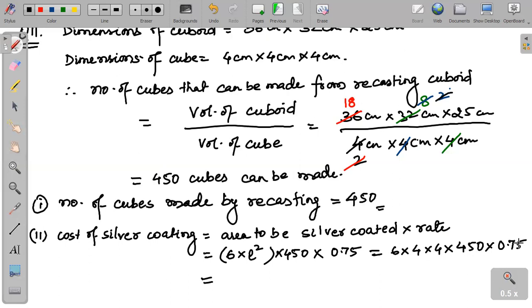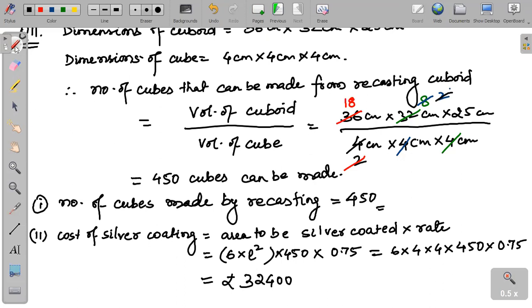Here 4 into 0.75 is 3. Keep this 4 on the side. 450 multiplied by 4 will become 1800. 1800 into 18 will be 32400. Is that okay? This is the amount we are going to take in order to paint it, silver coat it.